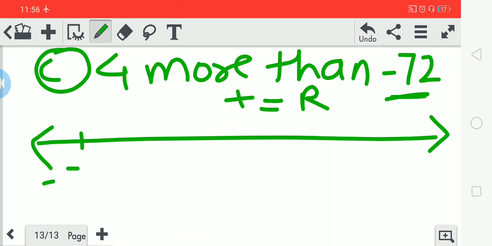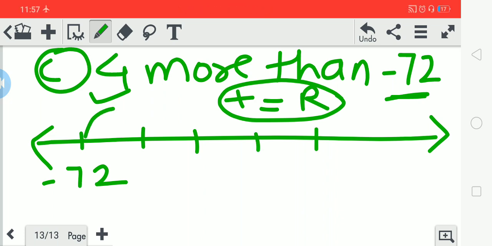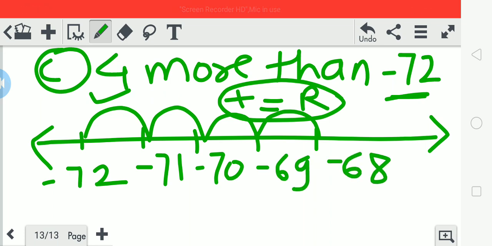So draw here minus 72. Now right side you have to take a move, 4 moves, right? So 1, 2, 3, 4. So see here, this is your first move, second, third and fourth move, right? Now you can assign the number minus 71, minus 70, minus 69 and this is minus 68. So answer of this question is minus 68.